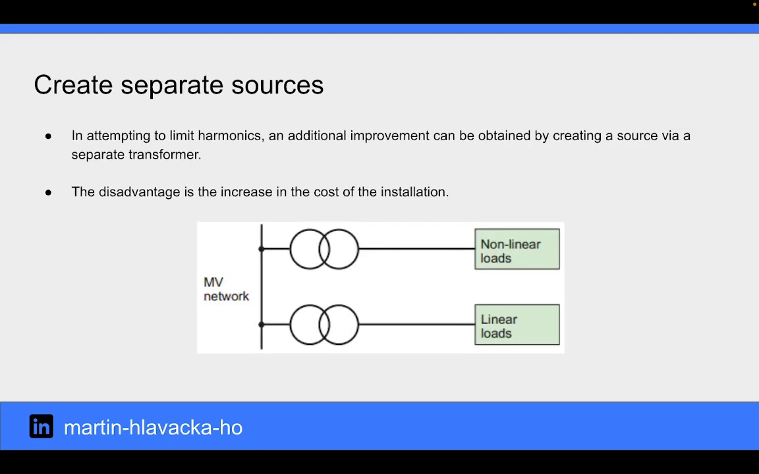The third possible modification to the installation is to create separate sources. When attempting to limit harmonics, further improvement can be obtained by creating a source through a separate transformer. The disadvantage is the increased cost of installation.